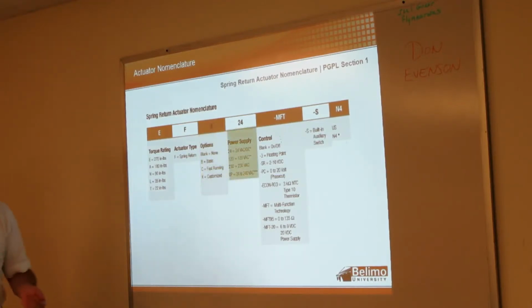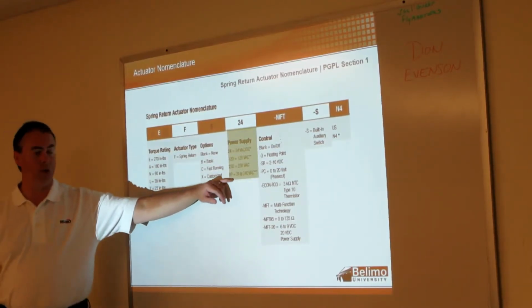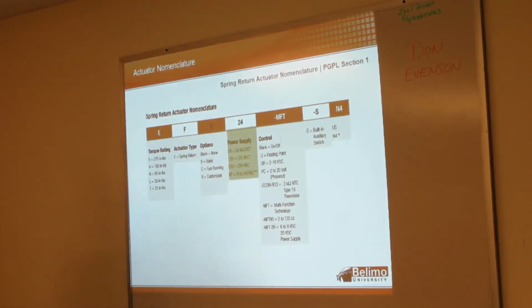This next column here is the easiest one of the whole thing. 24 means you got 24 volt power, 120 means 120 volt, and so on. Actually, the UP series, it's kind of a cool product. It's a two position only actuator, but it will work anywhere from 24 to 240 volts. No dip switches, nothing. You just plug it up and it works.